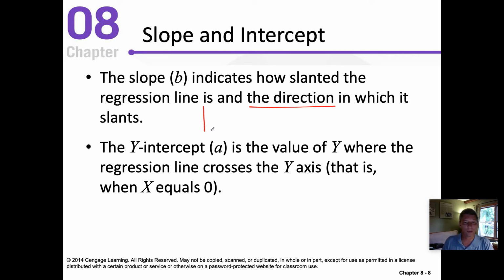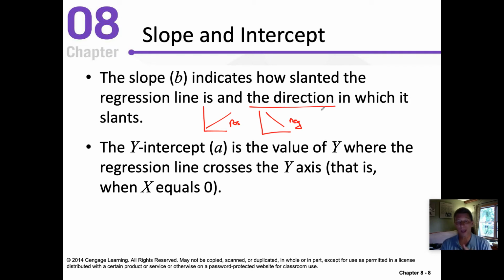If it's going up like this, then it's a positive slope. And if it's going down like this, it's a negative slope. All right, so this is positive, this is negative. And of course, you should remember that from previous math lessons.